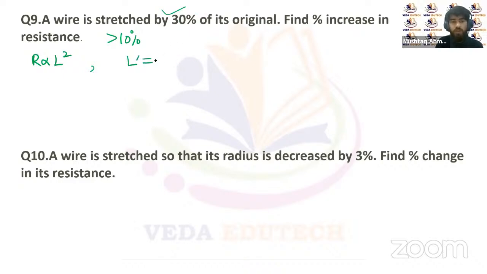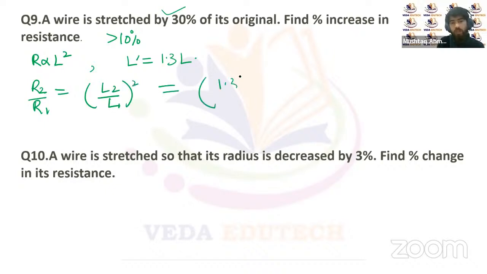It's 30% of the original length. It means that L dash will be 1.3 times the original length. Now the new resistance R2 upon R1 will be equal to L2 upon L1 whole square, right? The value of L2 here is 1.3 times L, and the original length here is L whole square. So L and L will get cancelled. From here you can see 1.3 whole square is 1.69. So the new resistance R2 will be 1.69 times the old resistance, right?